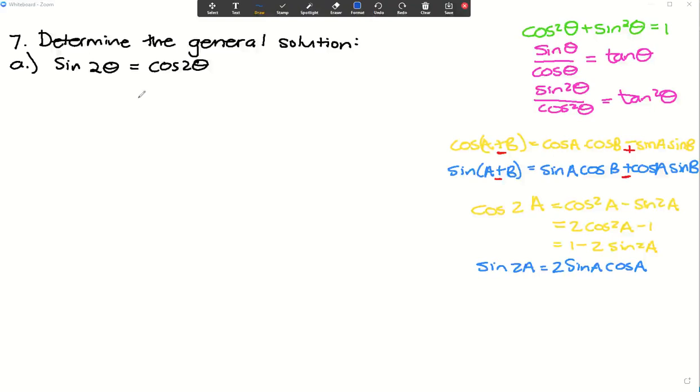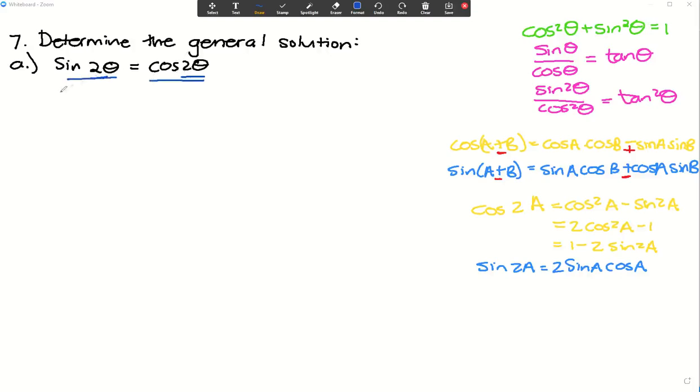Question 7 of Check Your Skills asks you to determine the general solution. This is a nice one. I can do this rule. Normally when I see a sine and a cos on each side, I want to divide by a cos, but I need to first check that the angles are the same. And in this case, yay, the angles are the same.